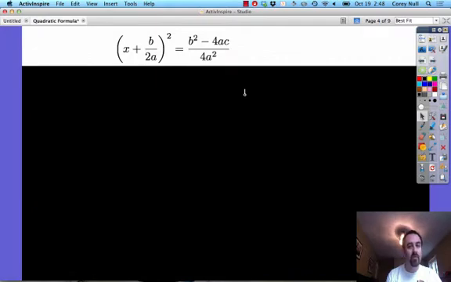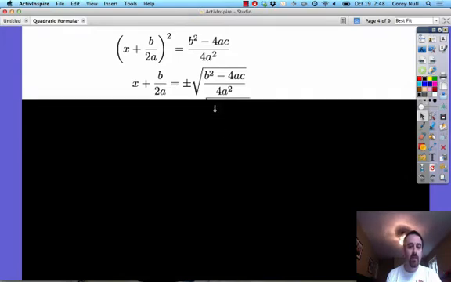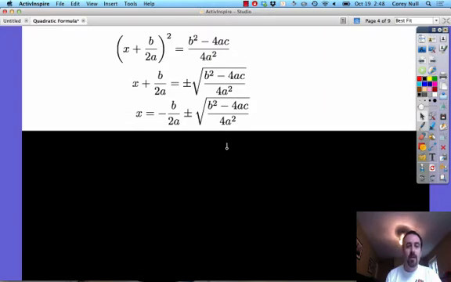that's what I had written down previously. I square root both sides, and I get x plus b over 2a equals plus or minus, because I take a square root, the square root of the right-hand side. And I can simplify a little bit more now. I can subtract b over 2a from both sides. I solve the square root.